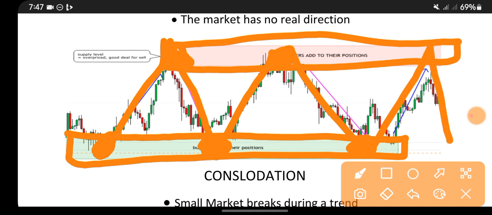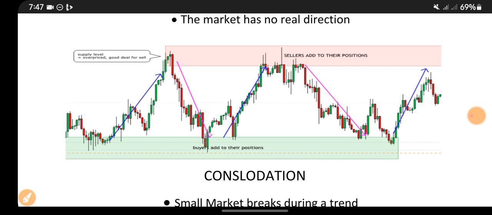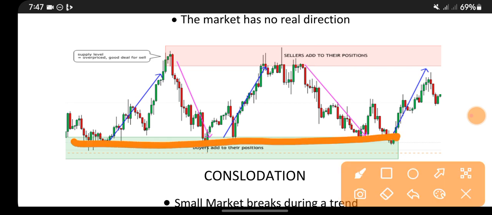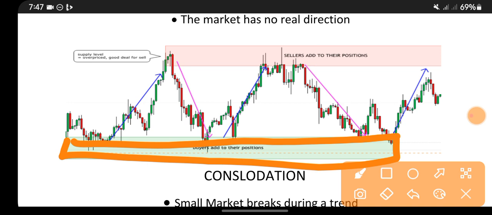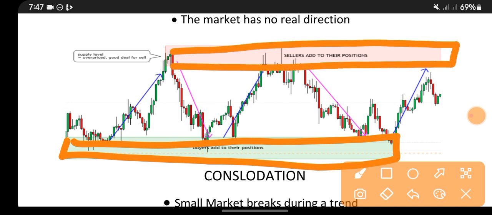So we call it hedging. They are just enjoying or taking advantage of the range. So here in the demand zone, buyers have their positions, and sellers are in the supply zone, and this is where there is balance between the buyers and the sellers. The order flow volume of the buyers is equal to the order flow volume of the sellers. Nobody is bigger. They are all the same.